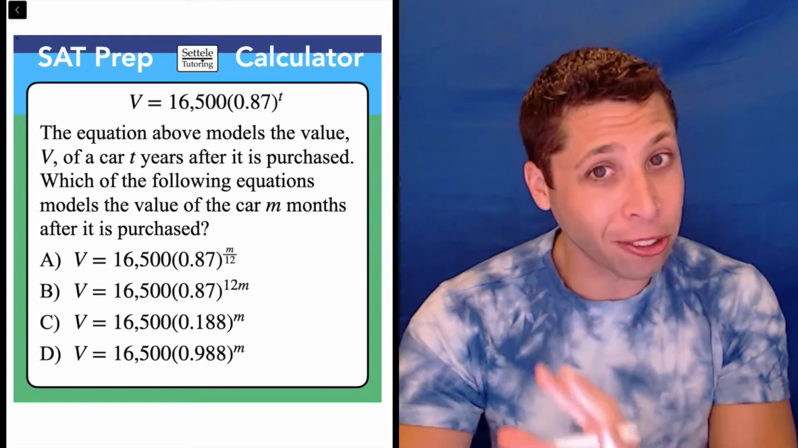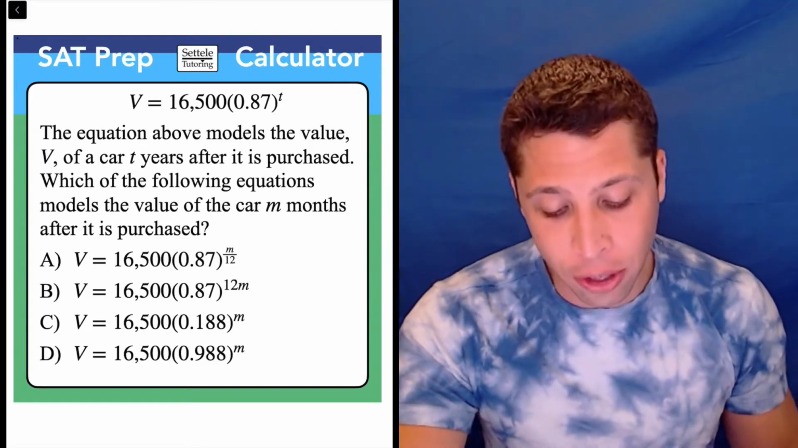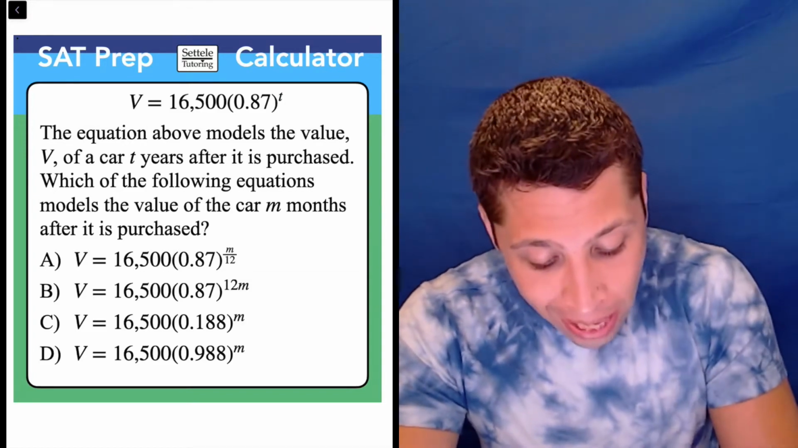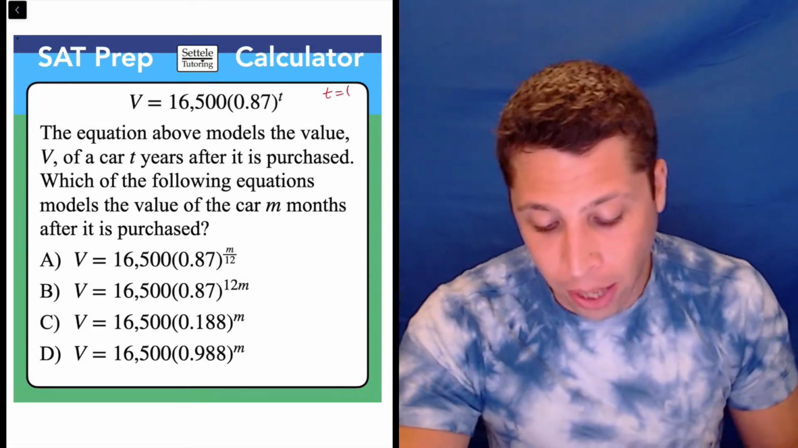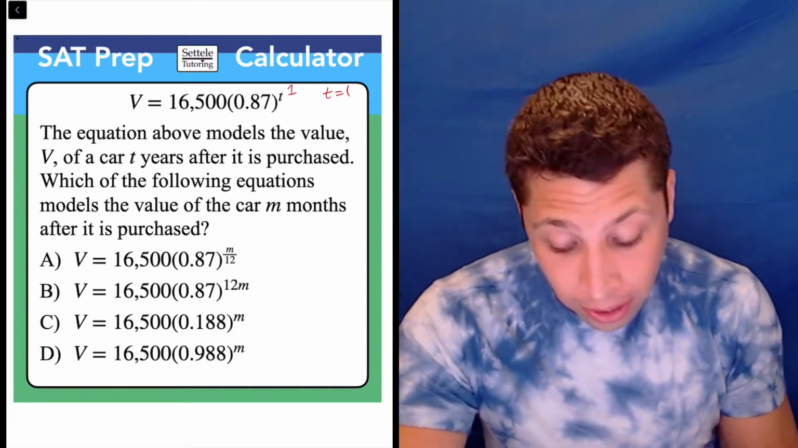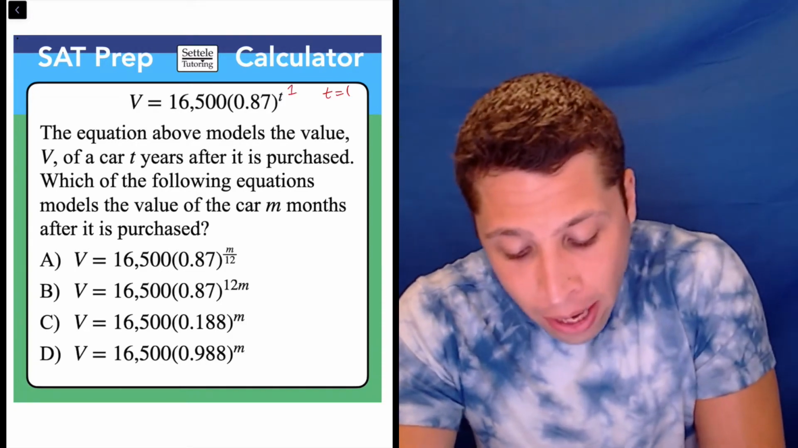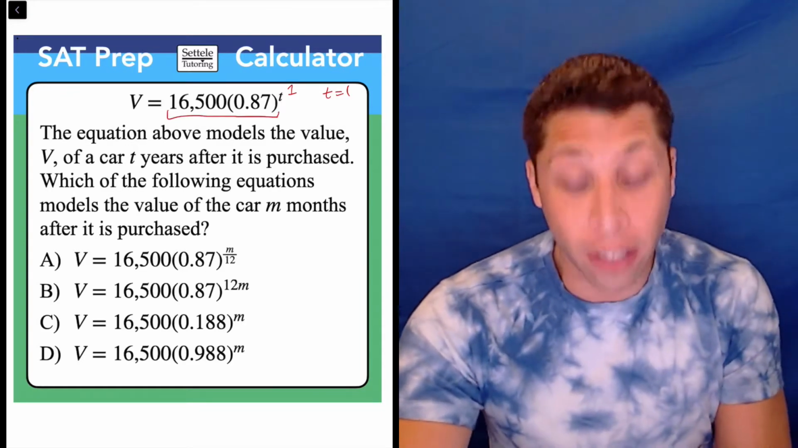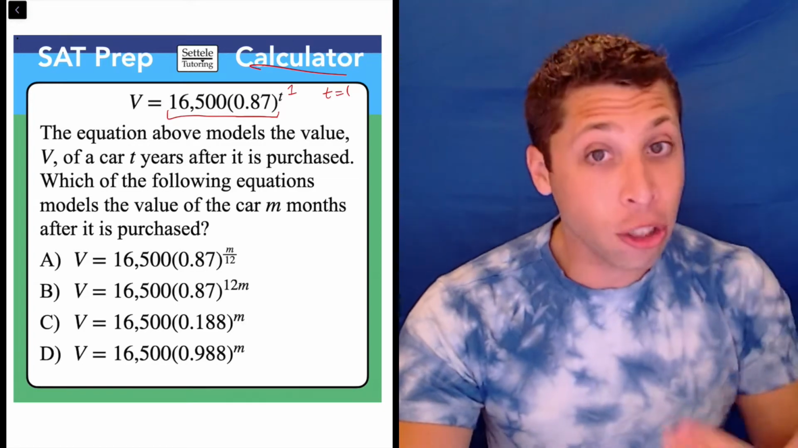So even without a calculator, we can do it. Let me show you what we're going to need to do. First of all, let's just pick an easy point to plug into this equation. What happens if t is equal to 1, right? 1 year is going by. Then this exponent would just be 1, and so all of my math would really come down to 16,500 times 0.87. And with the calculator, because this is the calculator section, I could just do that and get an actual number.